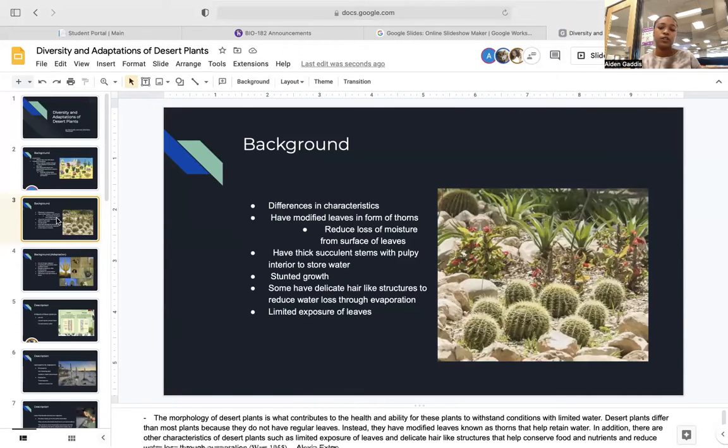So if you look at this picture here, we see these little bushes, and they're a lot shorter than plants that are going to need more water, because they're trying to retain more water. And a lot of them have delicate hair-like structures to reduce water loss through evaporation. You'll also see that in a lot of desert plants, their leaves have limited exposure. Some will be deeper within the soil, and some are going to be more on the surface, but you're not going to see as much exposure of the leaves because they're trying to conserve as much water as possible.